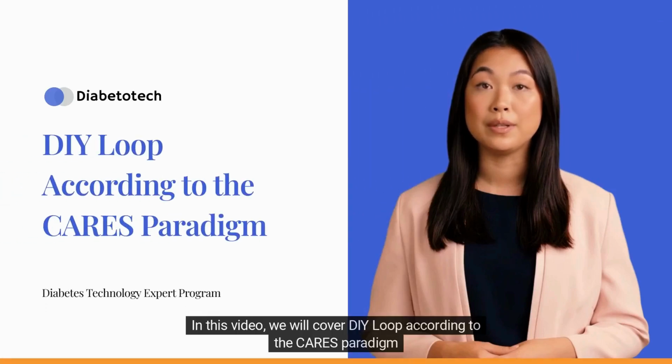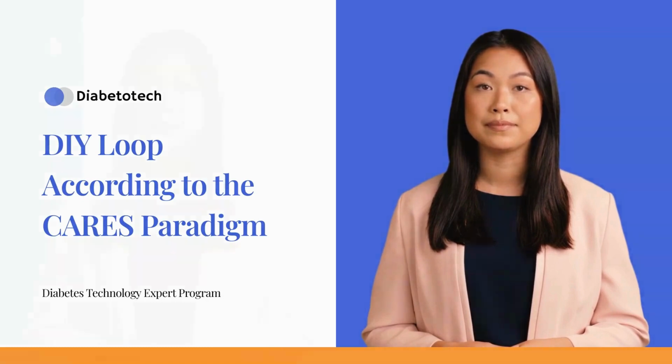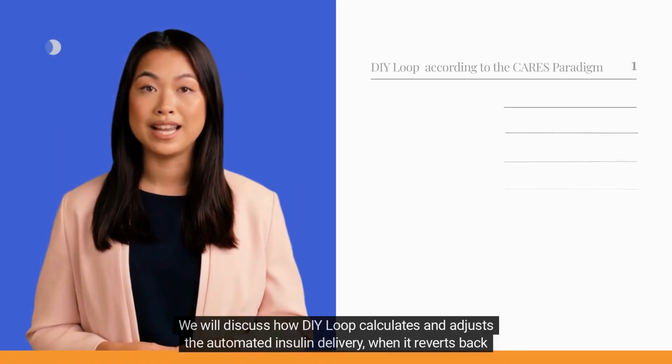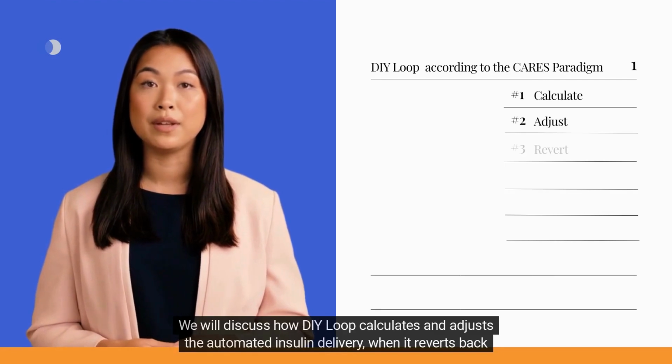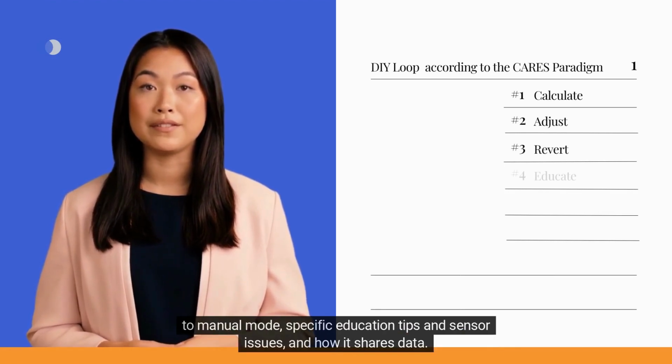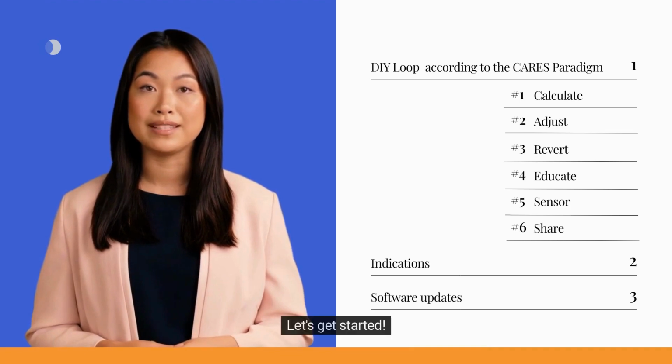In this video, we will cover DIY loop according to the CARES paradigm. We will discuss how DIY loop calculates and adjusts the automated insulin delivery when it reverts back to manual mode, specific education tips and sensor issues, and how it shares data. After that, we will go over DIY loop's indications and software updates. Let's get started.